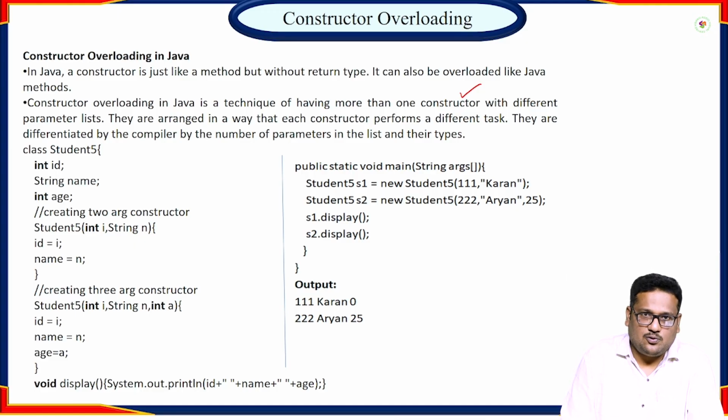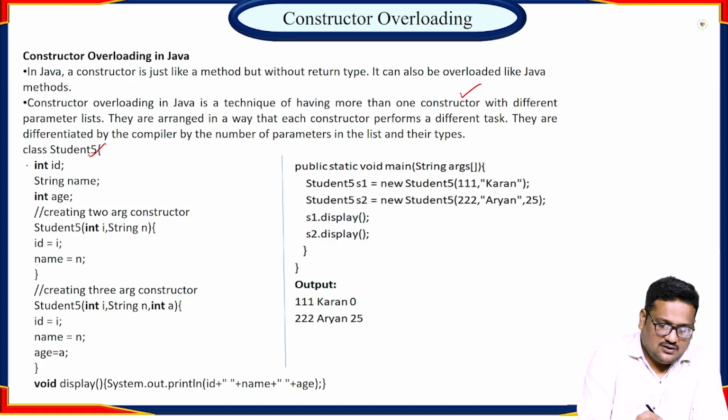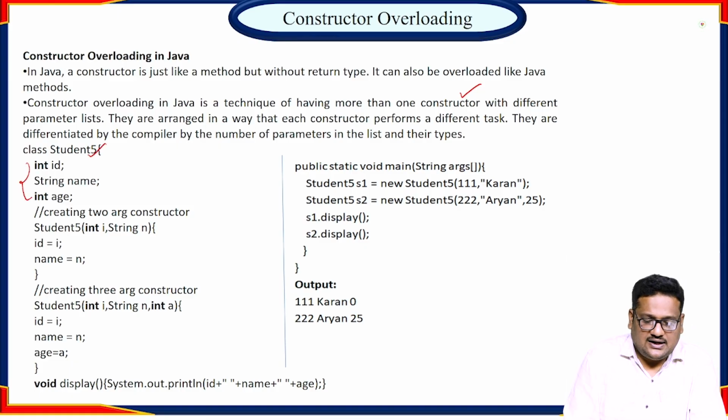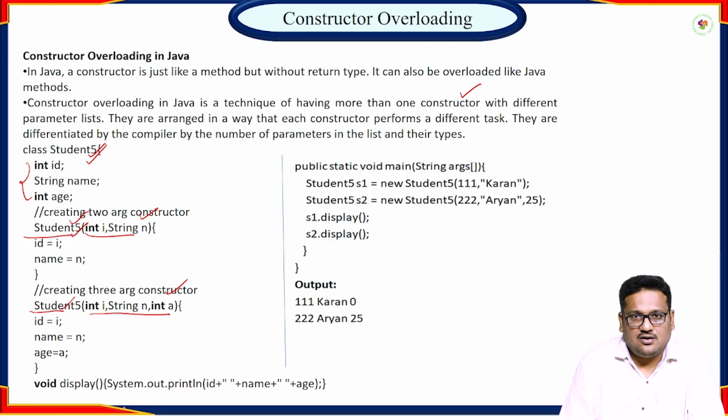See, if you observe the program here, there is a class called student5. These are the variables of the class, and this is the constructor. Here the constructor name is student5, which contains two arguments. This is also a constructor. This name is also student5, which contains three parameters. Here two parameters, here three parameters. The name is the same in a single class. This is called what? Constructor overloading.